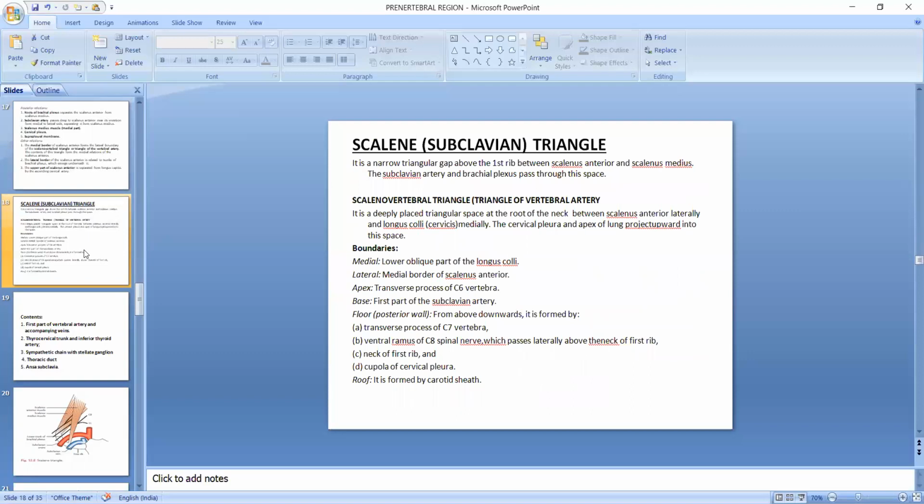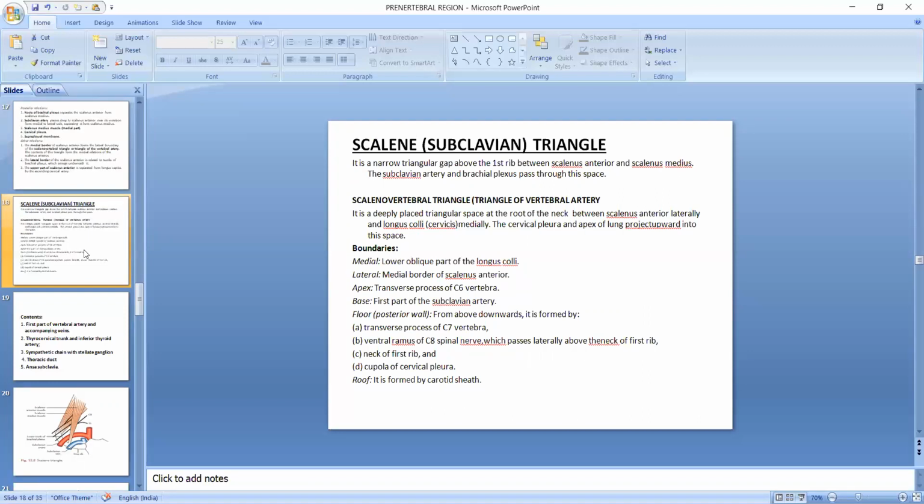Now we will discuss the scalene triangle. It is a narrow triangular gap above the first rib between the scalenus anterior and scalenus medius, and the subclavian artery and brachial plexus pass through this space.